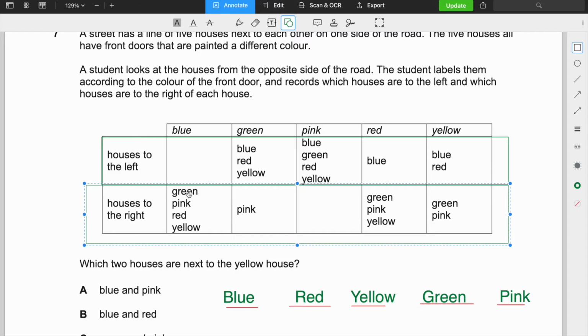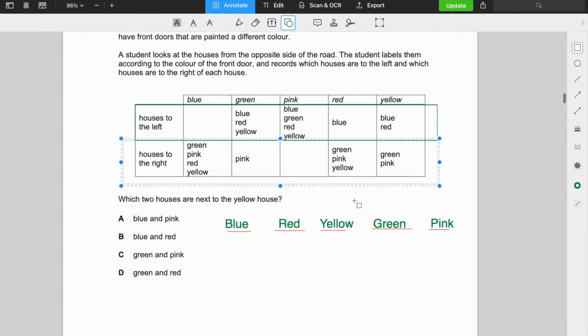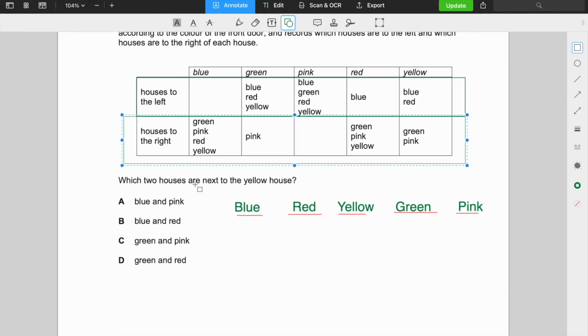We have blue house, which has the green, pink, red, yellow house to its right, yes. Green house, which has the pink house to its right, red, which has the... Okay, you guys get the gist, right? Just set up a diagram, and then you can easily answer this question. Which 2 houses are next to the yellow house? Well, it's just the red house and the green house. Done. Option D.